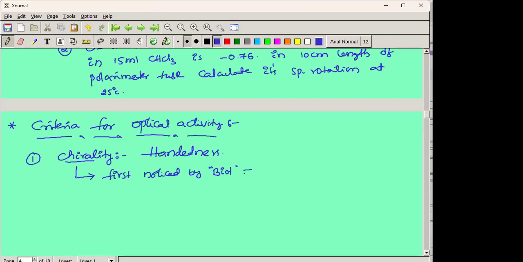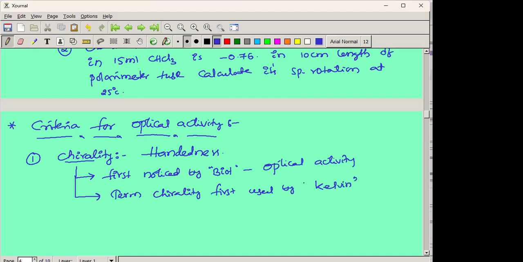Biot first noticed optical activity. The term chirality was first used by Kelvin.